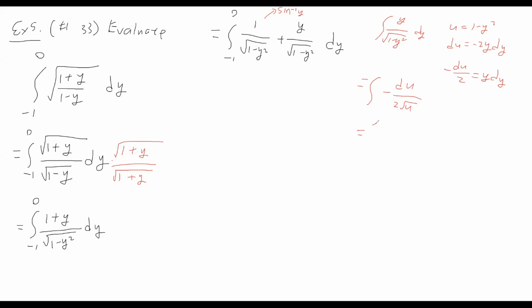All right, let's just clean this up a little bit. It's negative u to the -1/2 over 2 du. So next, just integrate by power rule. We get negative u to the 1/2 over 2, and then divide by 1/2, which is multiplied by 2. And we get negative u to the power of 1/2, which is just negative the square root of 1 minus y squared.